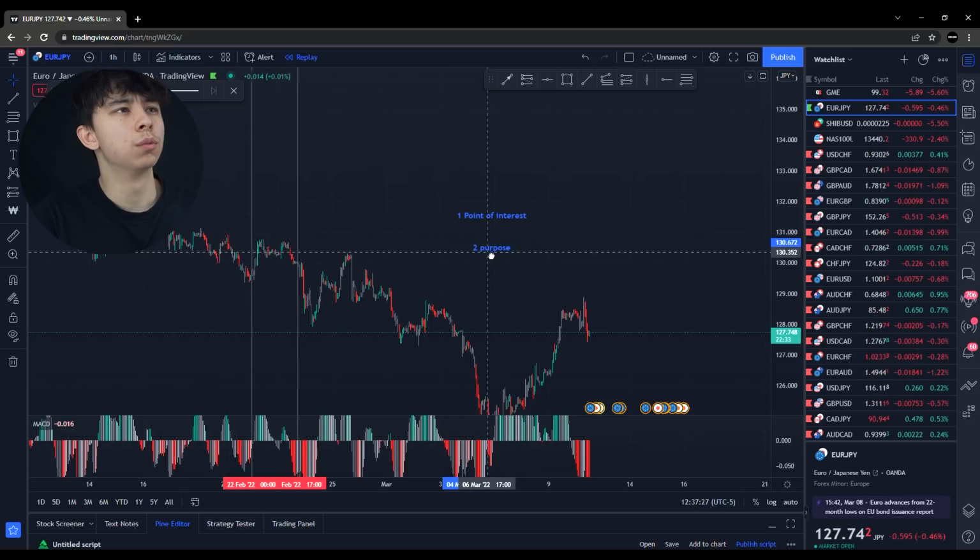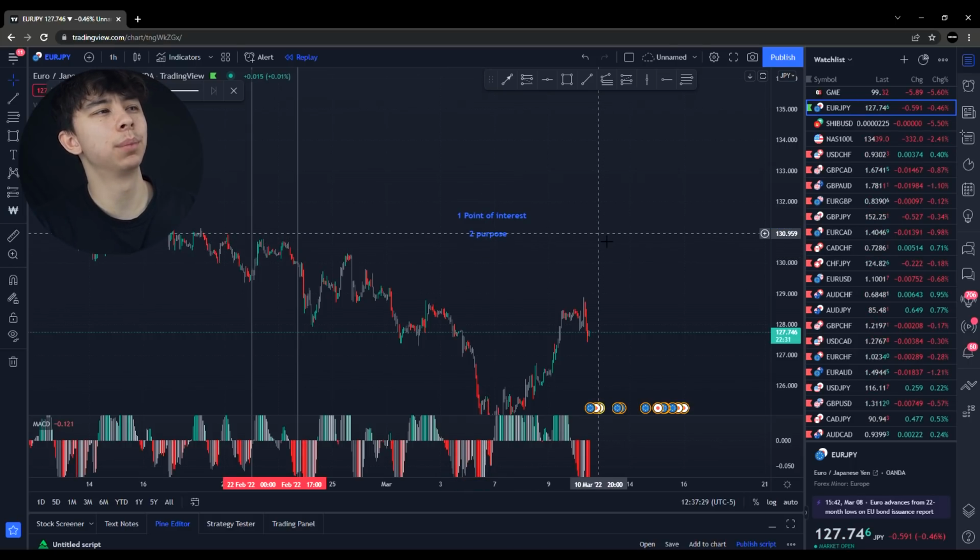What do I mean by this? When you take a trade, you have to have a purpose for a trade to go a certain direction. You can't just take a buy because you think it's going to go up. There actually has to be a purpose or a need for price to go in your direction. Without a point of interest and without purpose, your trades will most likely fail most of the time.